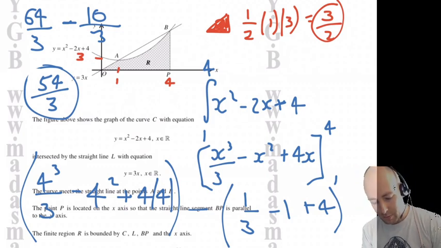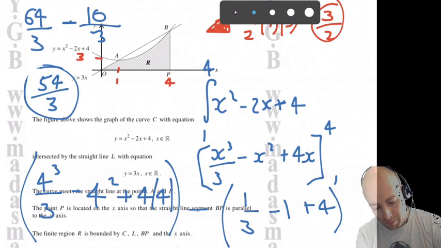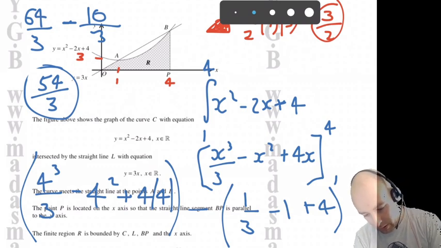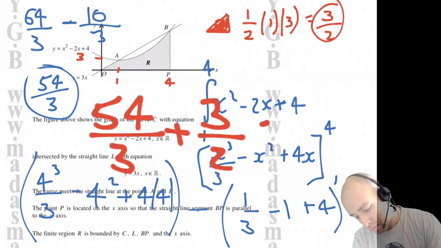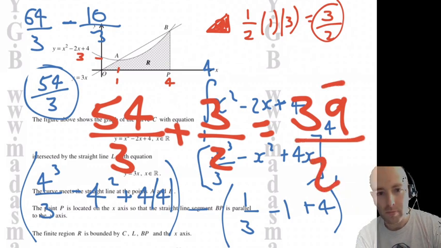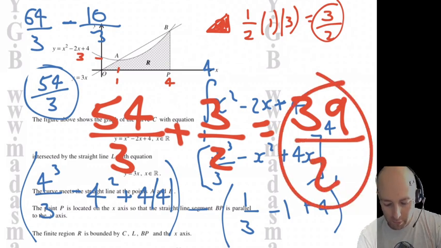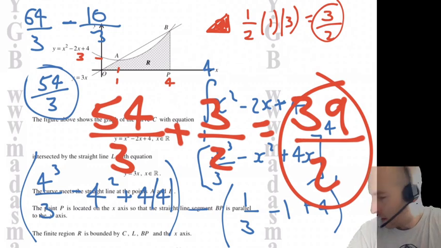That's fine. That was all I did, I didn't subtract the fractions very well. So we get 54 over 3 plus 3 over 2 gives me 39 over 2. Awesome. All right. Cool. So that wasn't too bad. For 10 marks, I think that was very fair.